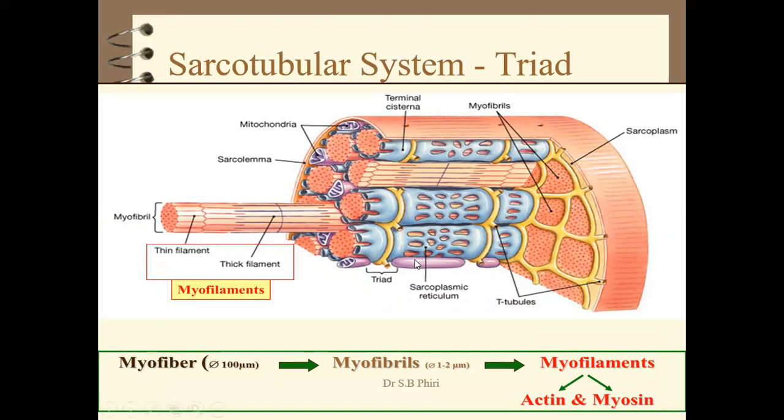The word triad is due to the three structures that form the sarcotubular system. The sarcotubular system is composed of the transverse tubule, shown in yellow here, and the terminal cisternae, shown in blue. The terminal cisternae or sarcoplasmic reticulum will have receptors, and within the T system there are also receptors. So how many structures are here? 1, 2, 3. So it's called a triad in skeletal muscle cells.